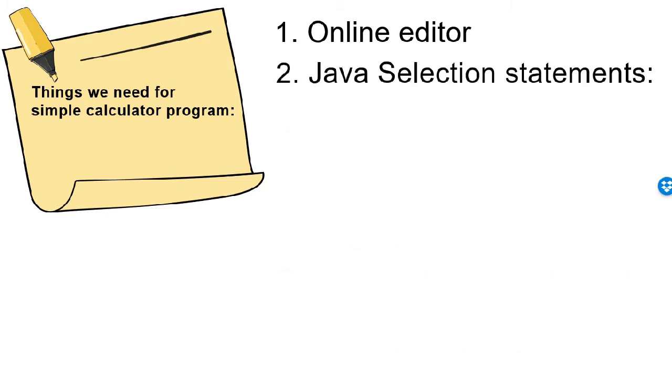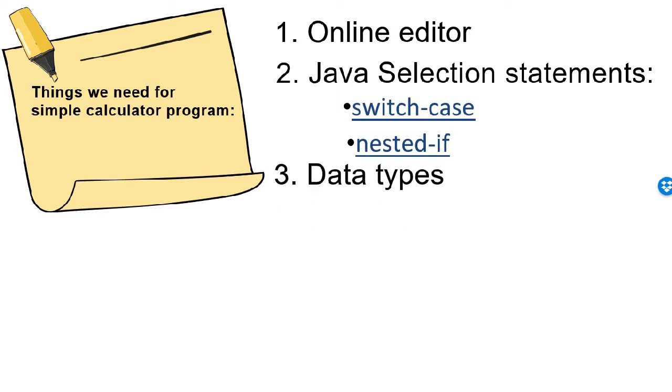Second, we need Java selection statements. I will be using the switch case in this video. In my other video, please watch, because I'm going to use the nested if statement. Third, data types. We have here the integer that can accept whole numbers, double that can accept decimal points, and character that can accept letters.